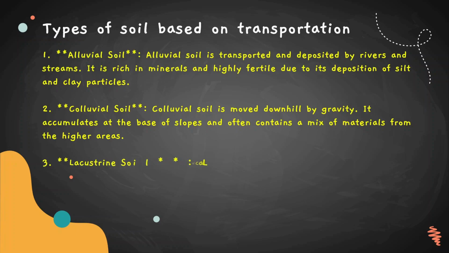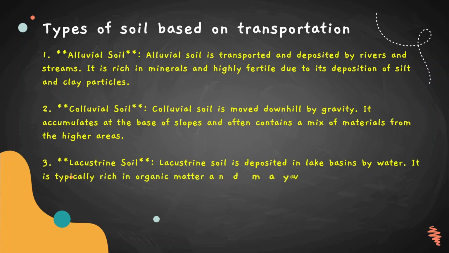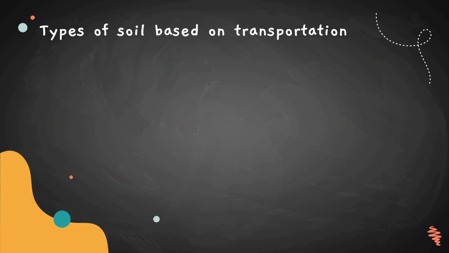Then in the third position we have lacustrine soil. Lacustrine soil is deposited in lake basins by water. So it is mostly carried by lakes. It is typically rich in organic matter and may vary in composition based on the lake's characteristics. Since it is solely dependent on a lake, the soil's properties will vary with the lake's characteristics.